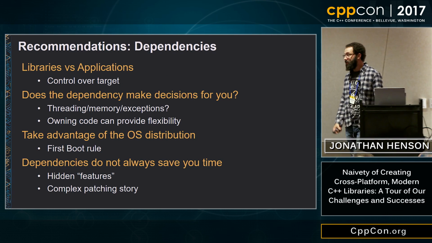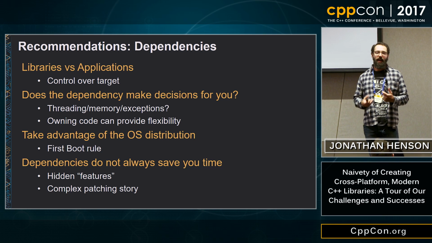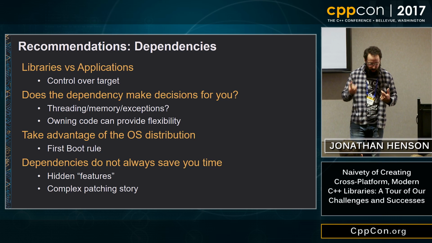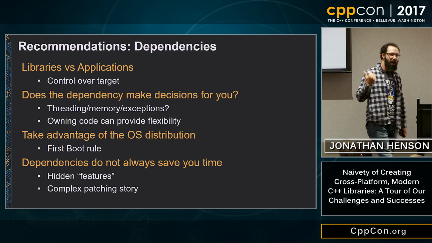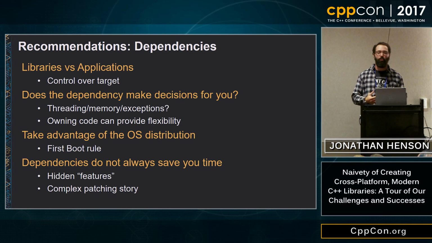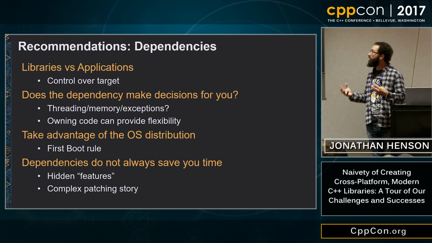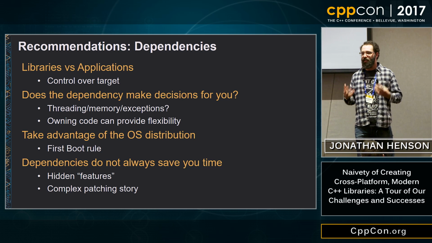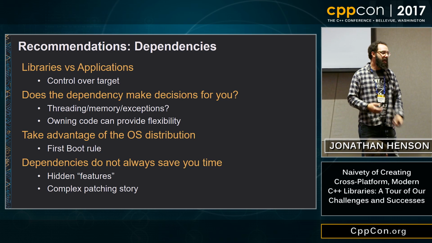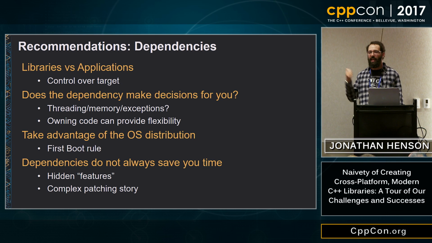So recommendations. I want to make a distinction between a library and an application. In an application, usually you know the target, you know the host, you often know the operating system, you know the memory constraints, you know the threading constraints. You can make these decisions and you have the knowledge necessary to make a good decision about a dependency. In libraries, every decision you make for the application.